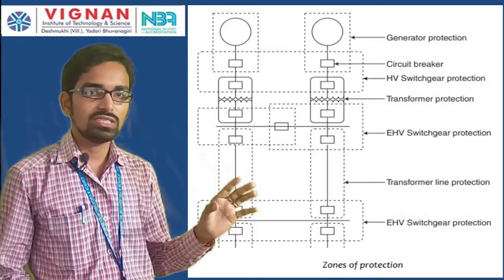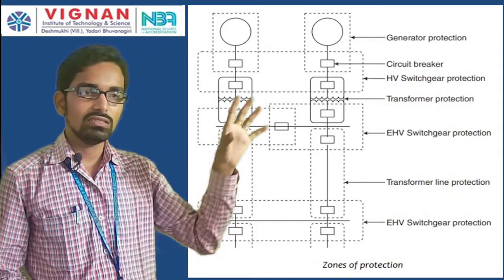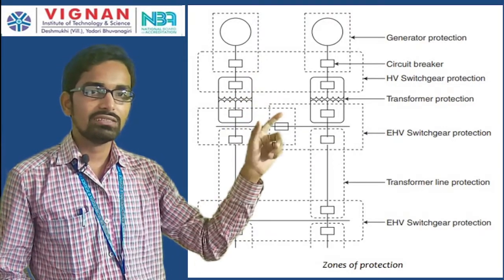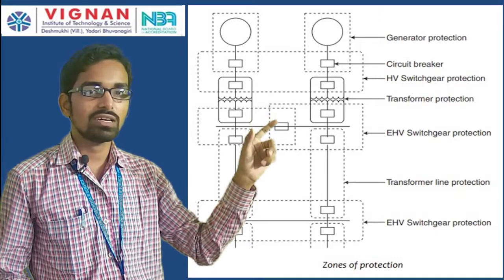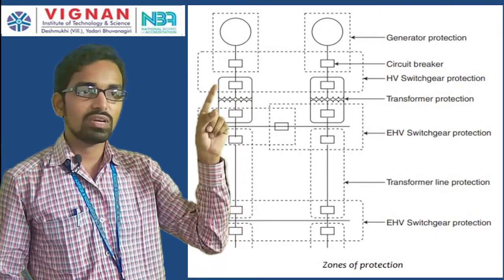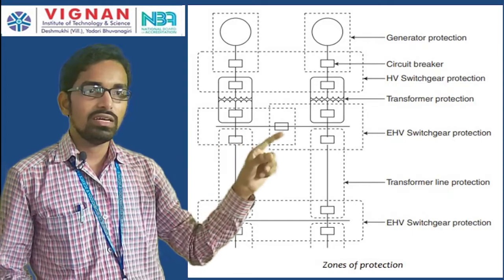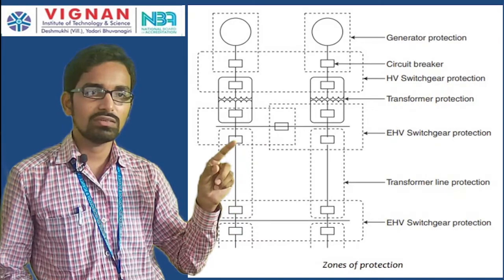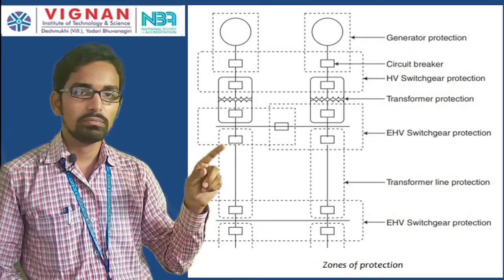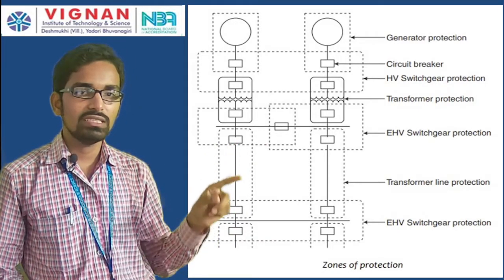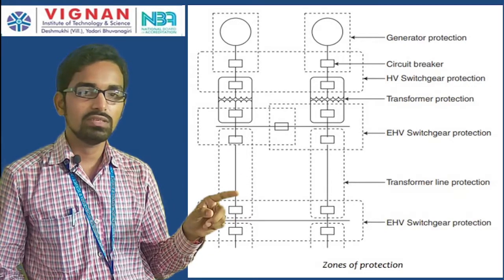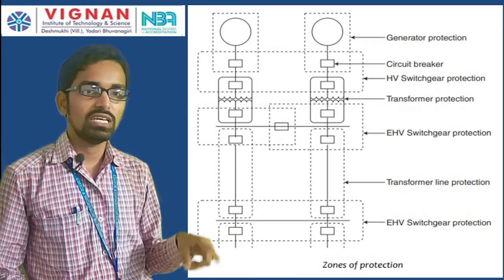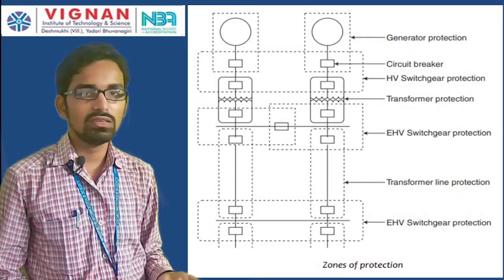There are different zones. The generator zone has its generator protection, for which we provide circuit breakers and relays. Next is the transformer protection, where you have two relays, one on the primary and another on the secondary side. Then there are the relays and circuit breakers for the EHV, extra high voltage, switchgear, and there is also transmission line protection. The power system is divided into different zones, and the protection system operates depending on the zone.